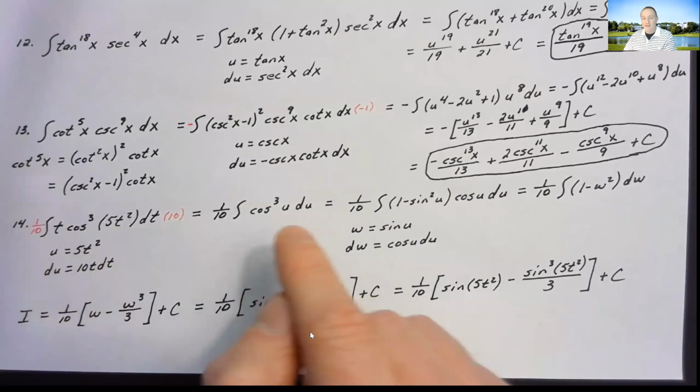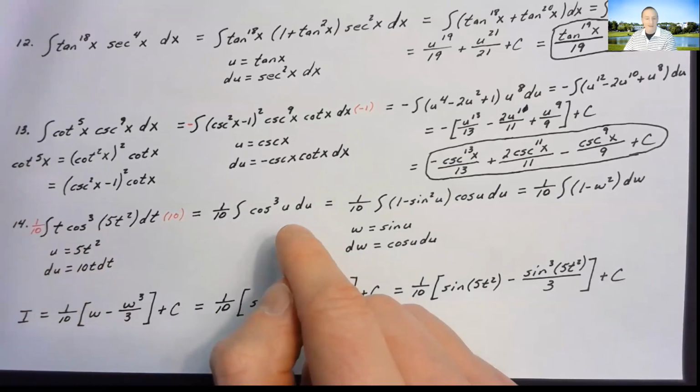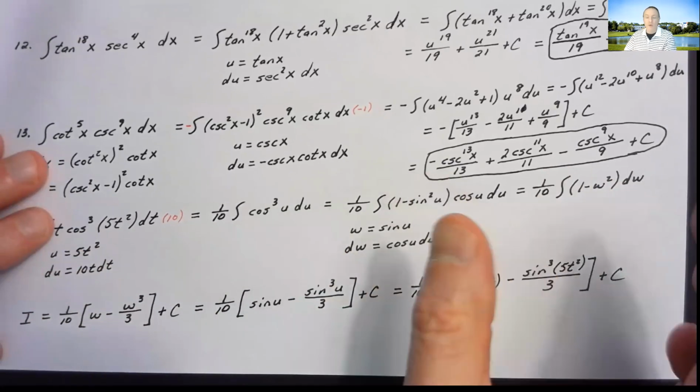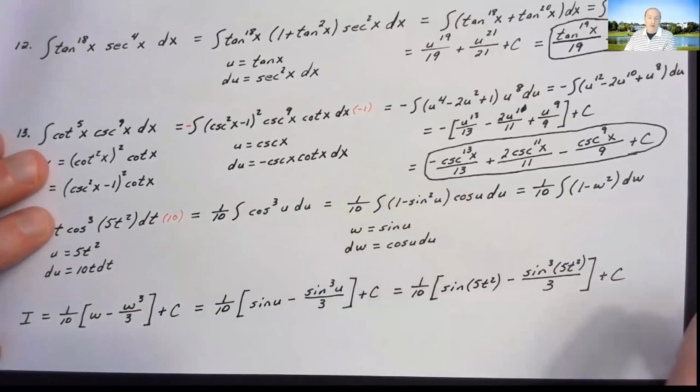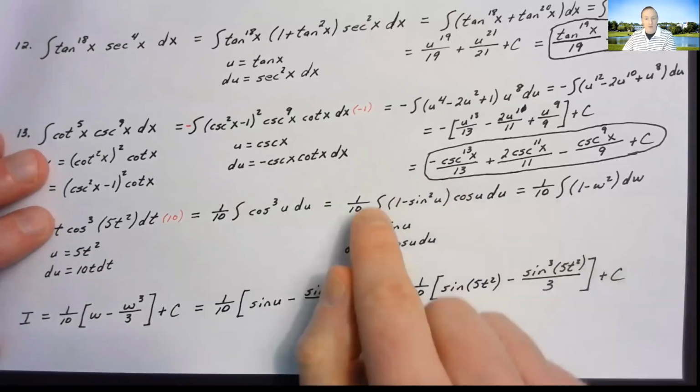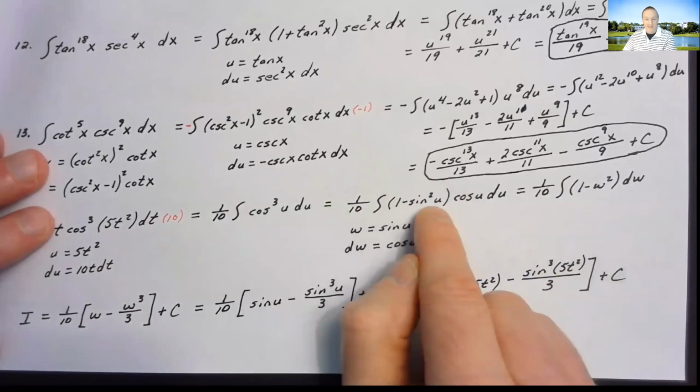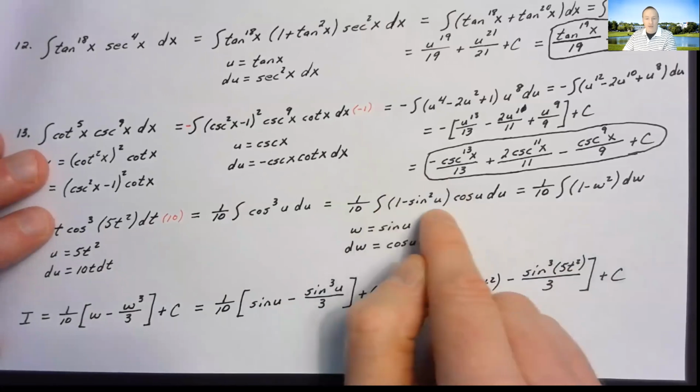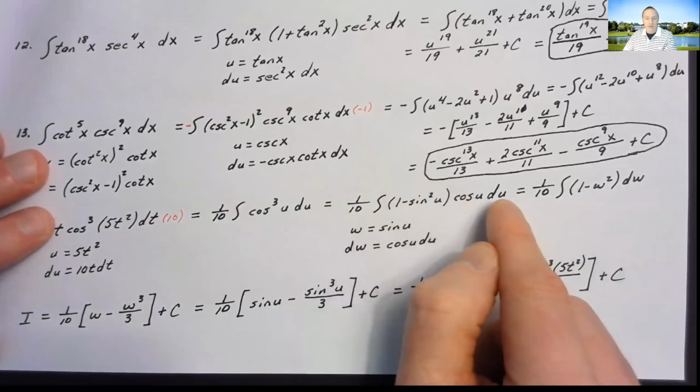Now, as soon as I get it down to an odd power of a cosine, I know instantly what I'm going to do. I'm going to break all but one power into the sine function. I know cosine cubed is cosine squared times cosine. Cosine squared is equivalent to 1 minus sine squared. So I have 1 minus sine squared times the cosine, still integrating with respect to u.